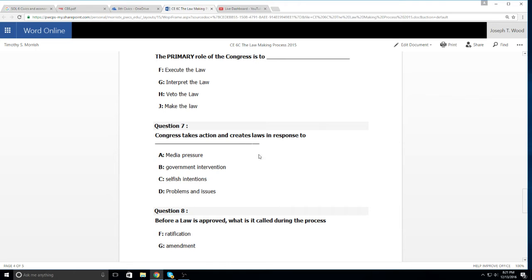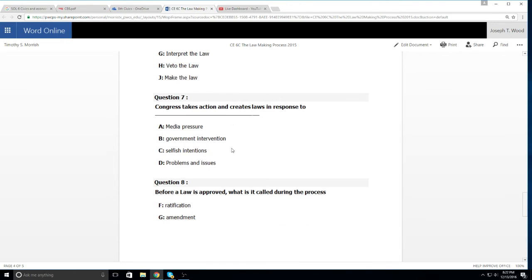So they make the laws. Number 7. Now I told you this question today, and I'm telling you, people miss this one. I don't know why, but they missed it. So Congress makes laws. Why does Congress make laws?